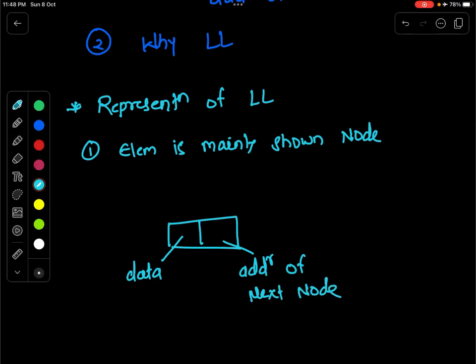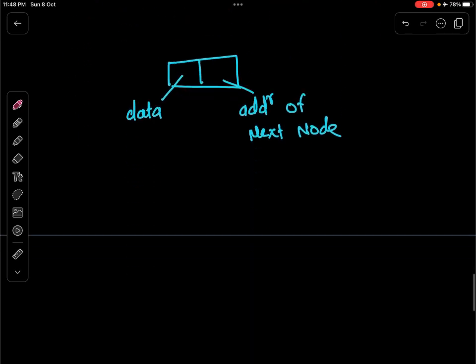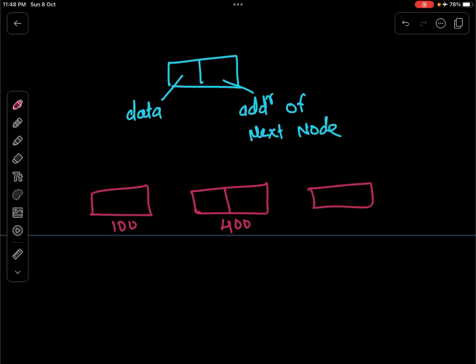I hope you got this. Now let's check. Say for example, I have my first node and the address of this first node is 100, I have my second node whose address is, say for example, 400, and I have my third node whose address is, say for example, 600. Now I am storing the elements 7, 3 and 4. Now 7 will contain the address 400, so that it will be pointing to this node. 3 will be holding the address of the next node, that is 600, so it will be pointing to this node.